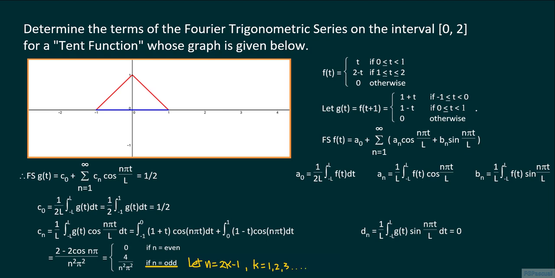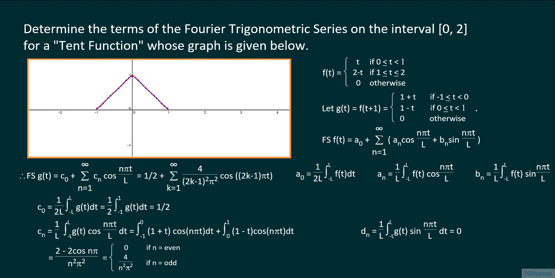So the rest of the Fourier series of g of t is the sum from k equals 1 to infinity of 4 divided by the quantity 2k minus 1 squared times pi squared, and then times cosine 2k minus 1 pi t. The dashed curve on the plot is the Fourier series of g up to k equals 2.